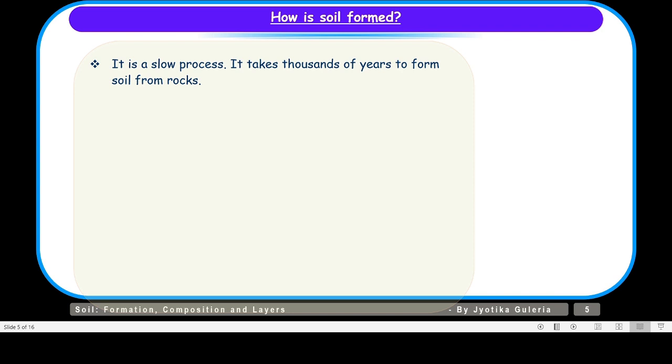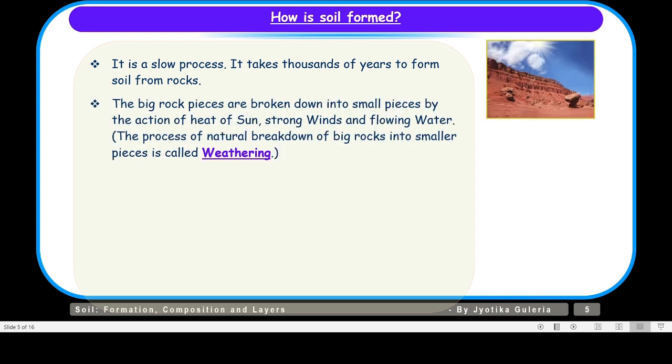Now, let us understand how is soil formed. Formation of soil is a very slow process. It takes thousands of years to form soil from rocks. The big rock pieces are broken down into small pieces by the action of heat of sun, strong winds and flowing water. So children, that means the action of these three natural things, that is the sun, the wind and the water, makes the rocks break down into small pieces, and the process of natural breaking down of big rocks into smaller pieces is called weathering.